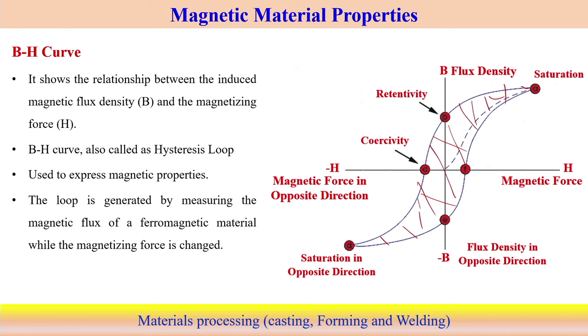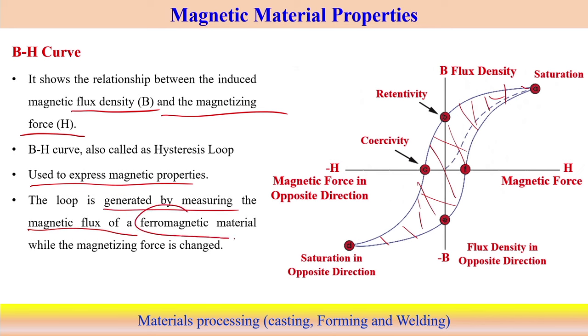Here it shows the relationship between the flux density and the magnetizing force H. Between these two we can represent the relationship in terms of the hysteresis loop. It expresses the magnetic properties, and this loop is generated by measuring the magnetic flux of a ferromagnetic material while the magnetizing force is changed. We see that as the magnetizing force changes, the flux density also changes, and this is associated with the ferromagnetic material, from which we can get its typical properties.